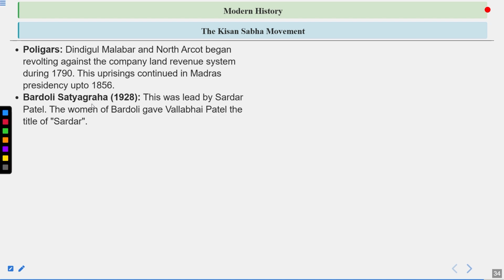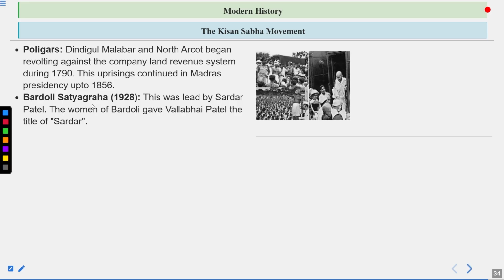Bardoli Satyagraha, and this was led by Sardar Patel. The women of Bardoli gave Vallabhbhai Patel the title of Sardar. And do remember that during this Satyagraha, Vallabhbhai Patel led the Satyagraha against the increase of taxes, even in the cases of drought in the Bardoli area, that is in Gujarat. So that was the Bardoli Satyagraha, 1928, and the women of Bardoli gave the title Sardar.